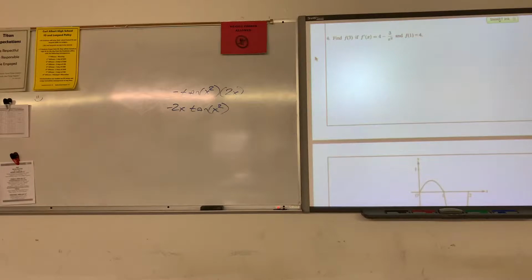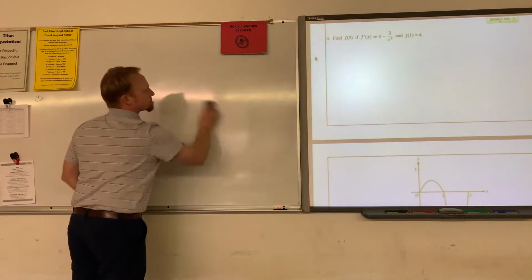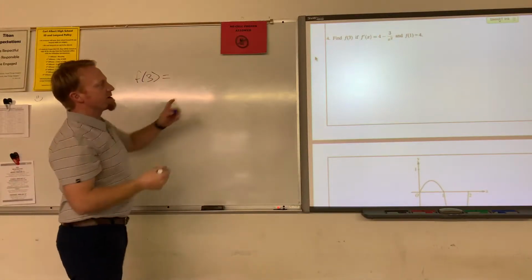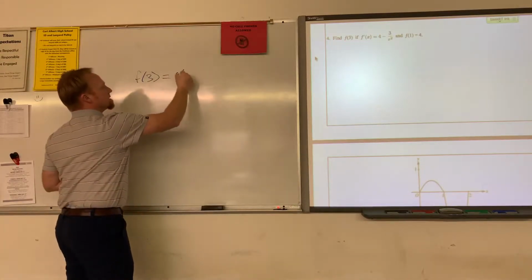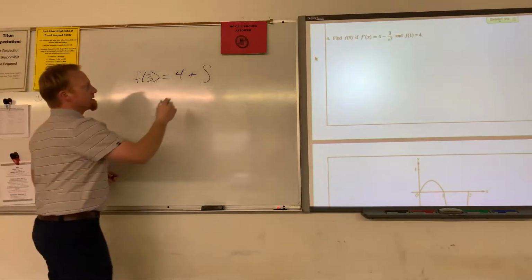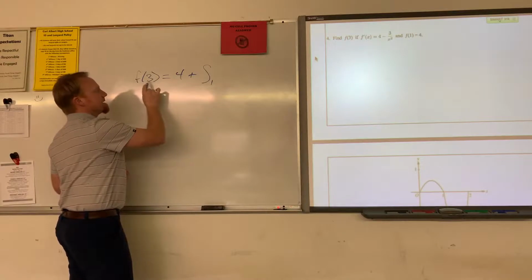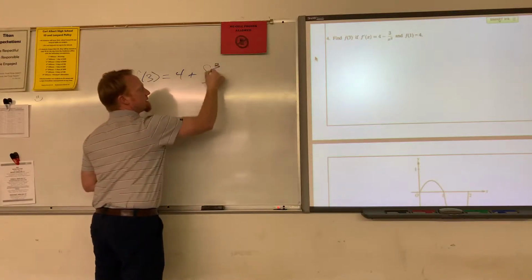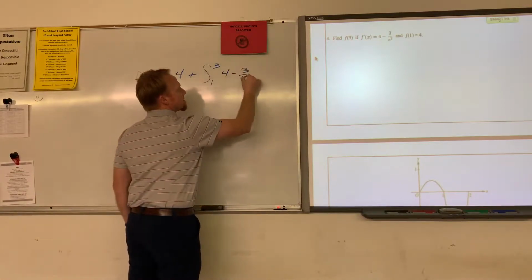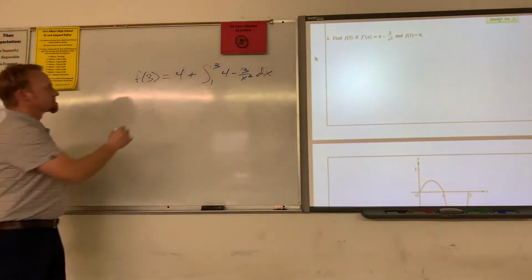4. On 4, we're just finding a function value. So I want to find f of 3. The y value they gave me is 4. That y value is attached to the x value of 1. So the x value that I'm looking for goes here, and we put 4 minus 3 over x squared dx on the inside. And then all I have to do is work it out.